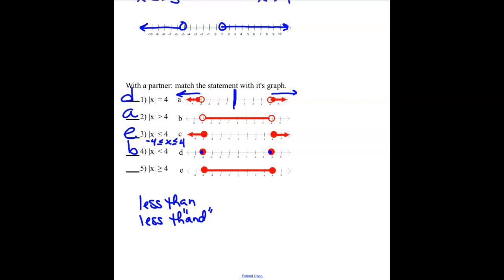And our last one, we want to be greater than or equal to 4, so we want to be going away from 0, but we can actually be at 4 as well. So that would be picture C, where we are at 4 and anything bigger. We're at negative 4 and anything smaller than negative 4.